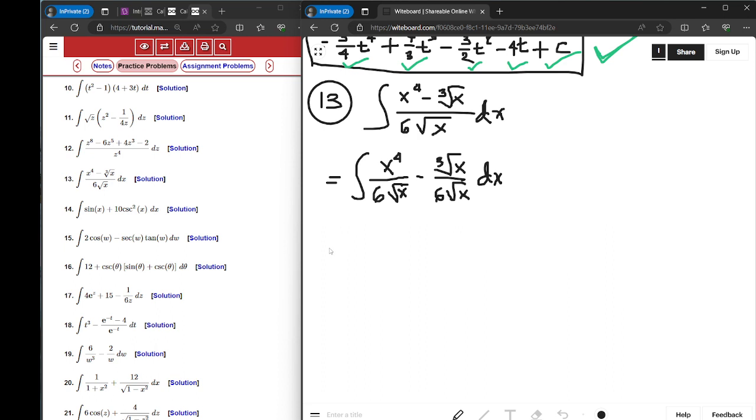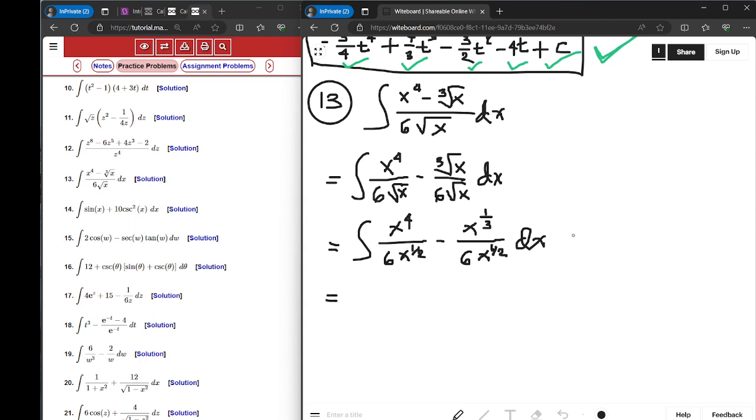Afterwards, we'll rewrite their exponents into fraction form. So that will be x to the fourth over 6 times x to the power of 1/2, then we have minus x to the 1 over 3 over 6x to the power of 1/2, then dx.